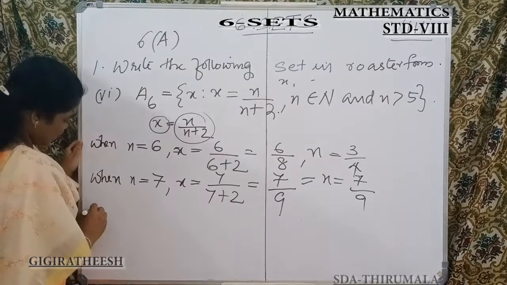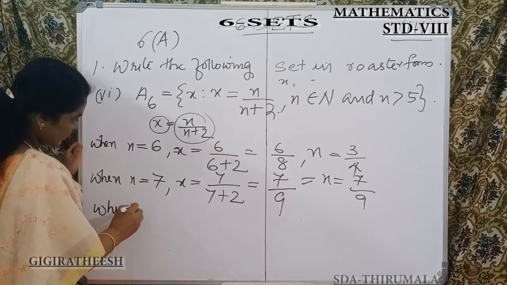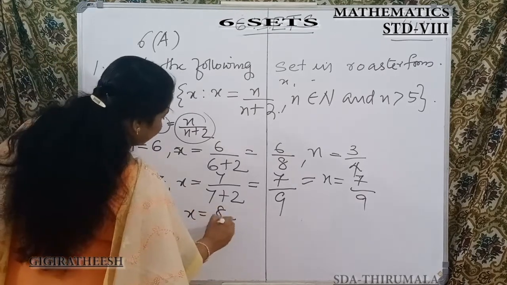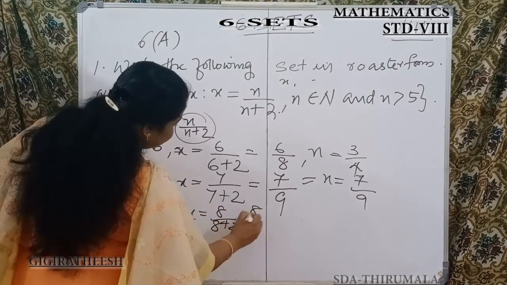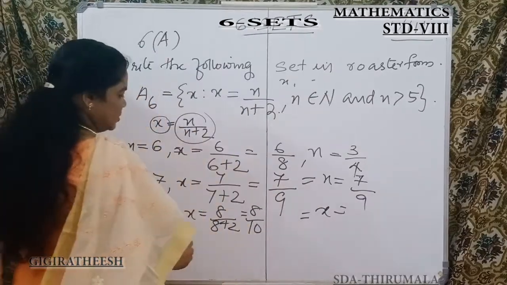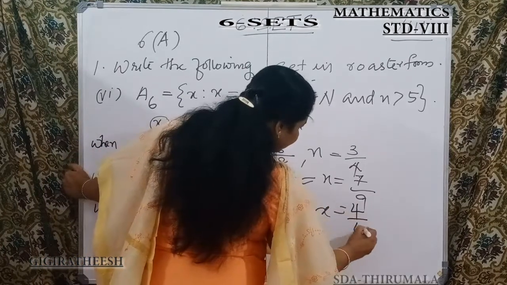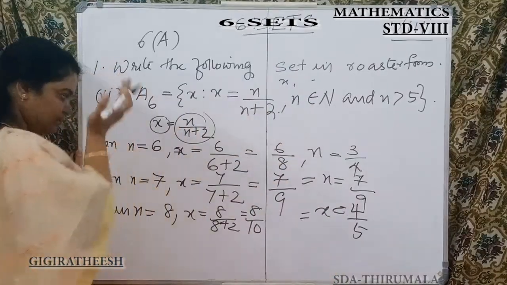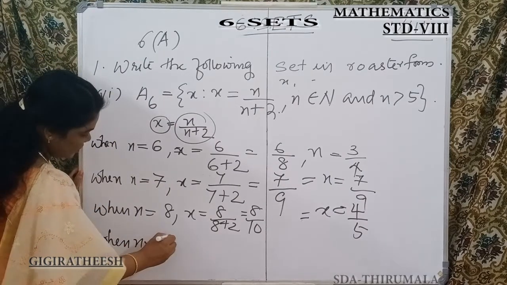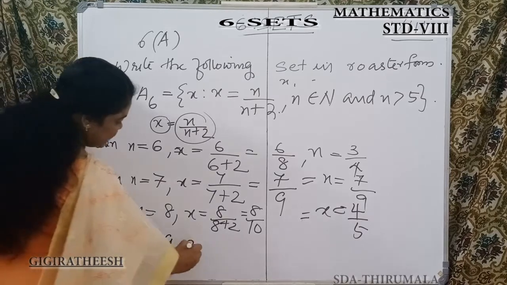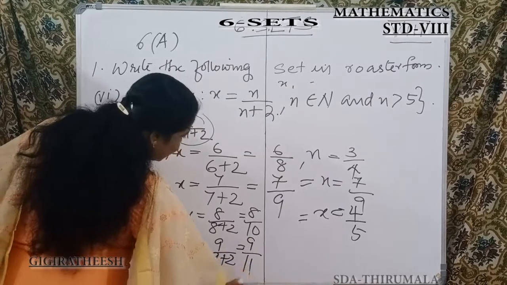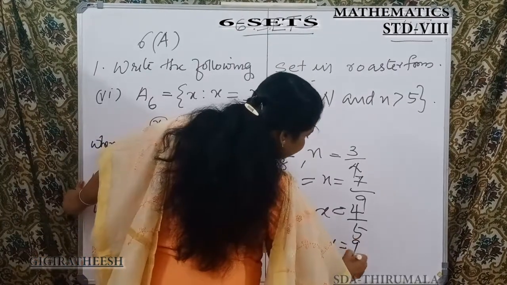And then after that, n is equal to 8. x is equal to 8 by 8 plus 2 is equal to 8 by 10. And x is equal to 8 by 10 is equal to 4 by 5. Dividing by 2, we get 4 by 5. And last one, n is equal to 9. x is equal to 9 by 9 plus 2 is equal to 9 by 11. And x is equal to 9 by 11.